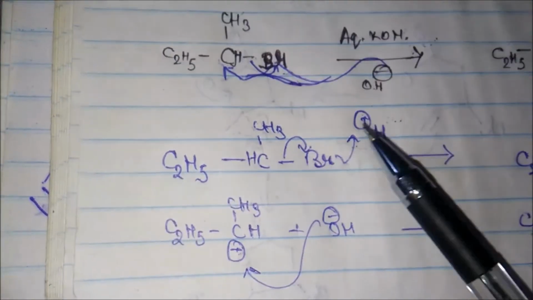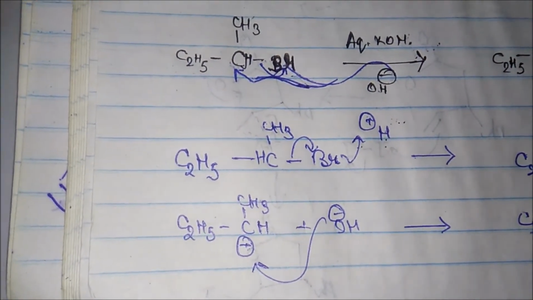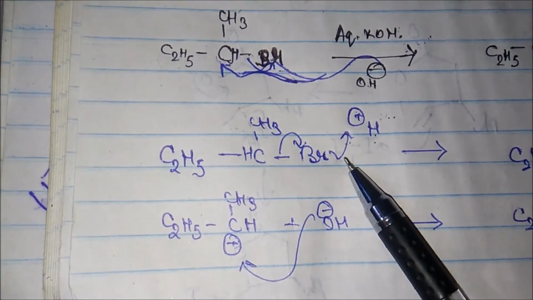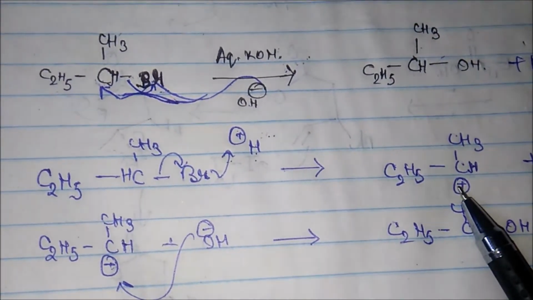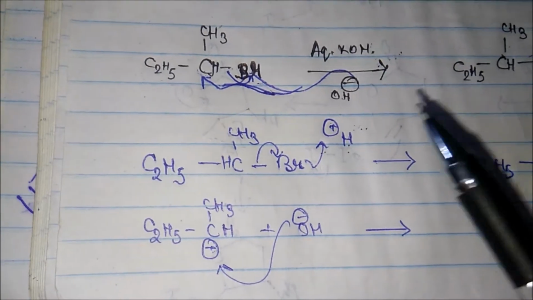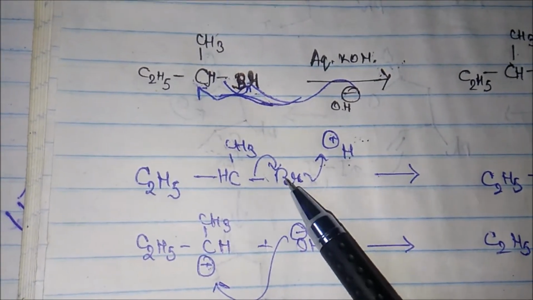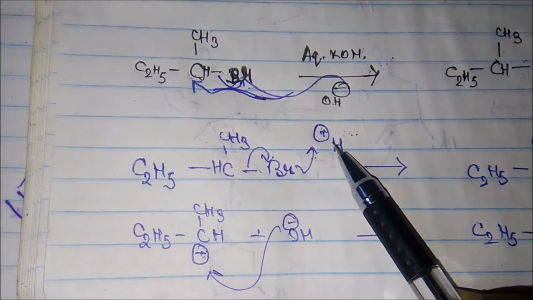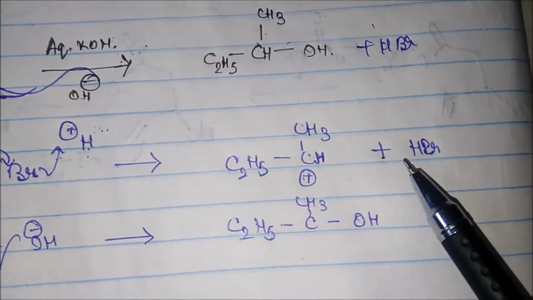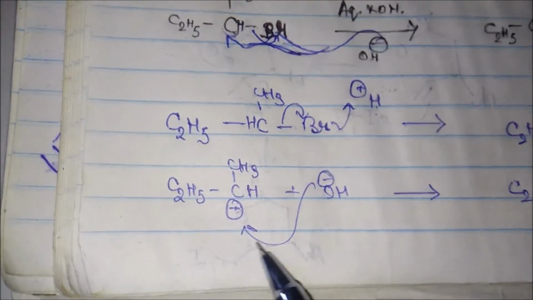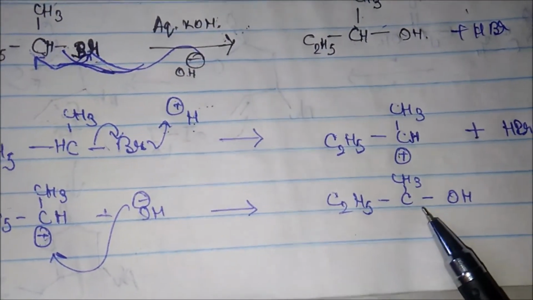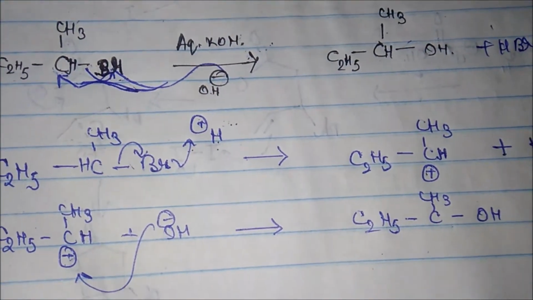Anyhow, the correct representation should be like this. The first step is formation of this carbocation. This is a second degree carbocation. So first let's form the carbocation. The bromine atom will move towards H plus, thereby forming HBr and this carbocation. Once this carbocation is formed, OH minus can attack, thereby forming the corresponding alcohol.